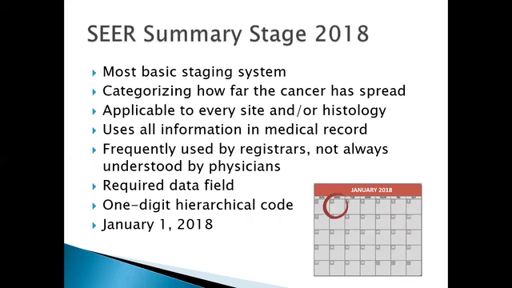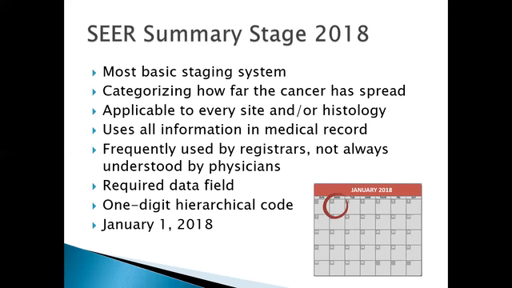Summary stage is the most basic way of categorizing how far a cancer has spread from its point of origin, usually in organ. Summary stage uses all information available in the medical record. It is a combination of the most precise clinical and pathological documentation of the extent of disease. It is applicable to every site and or histology combination, including lymphomas and leukemias. So all cases should have a SEER summary stage.